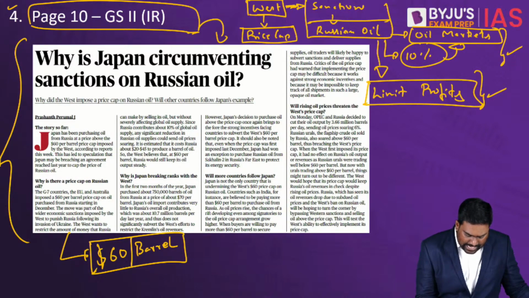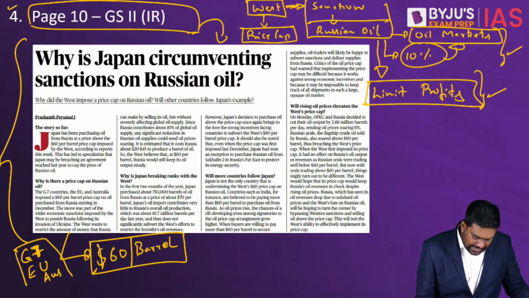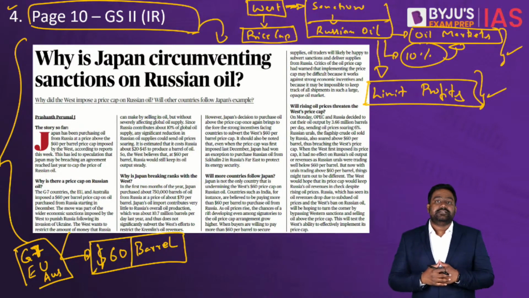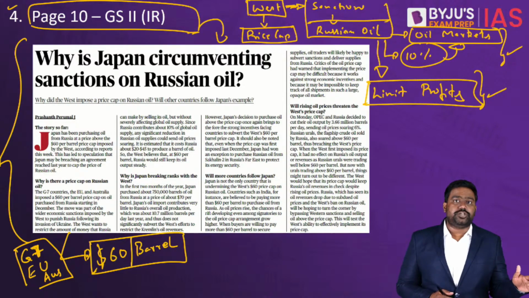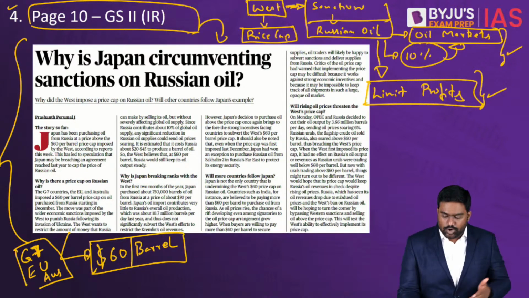This was the price cap placed by G7 countries along with the European Union and Australia. All the Western allies together placed these sanctions and the price cap so that it wouldn't completely cut off Russian oil from the markets, and it wouldn't destabilize the oil markets.